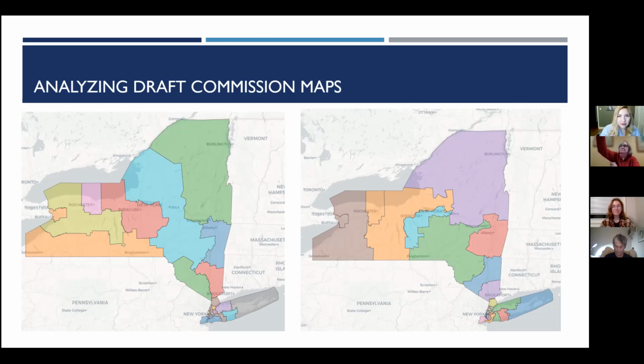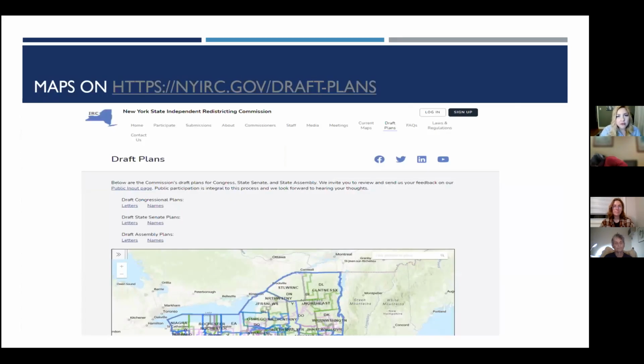So we're going to walk through where to find these maps and what you're looking for. Starting off with where to find them, these maps are on the Redistricting Commission's website, which is nyirc.gov/draft-plans. And this is a screenshot of the page, and you can see the draft plans link is at the top of the page there. Very easy to find. So that part, phew, we found them. That's done. We're easy parts out of the way.